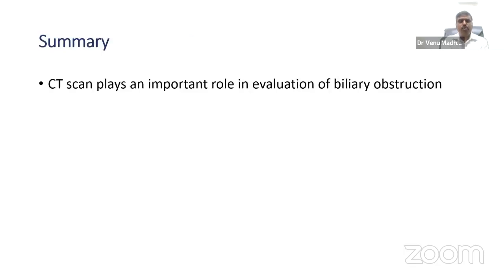So CT scan plays an important role in the evaluation of biliary obstruction, especially malignant obstruction, and in evaluating the cause of biliary obstruction, especially non-stone disease.